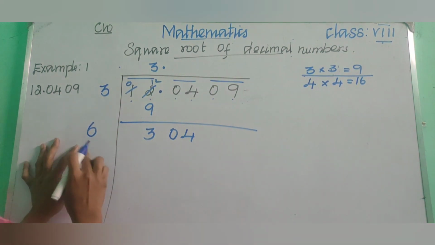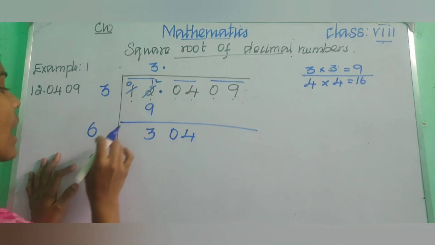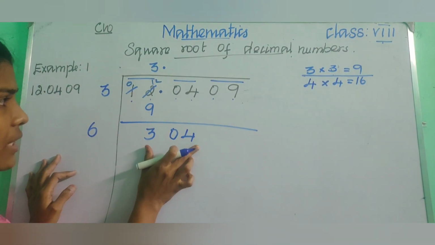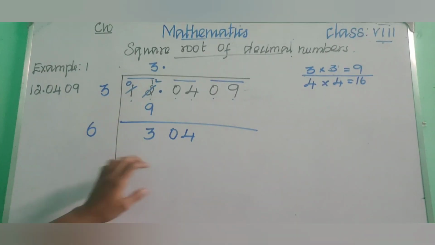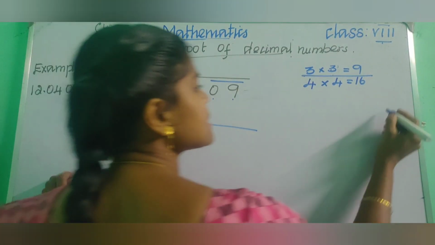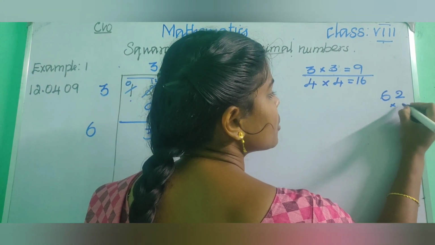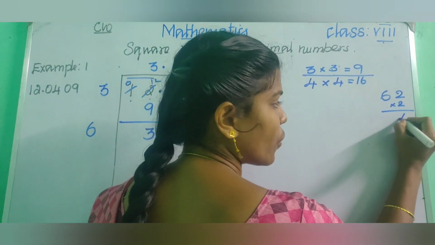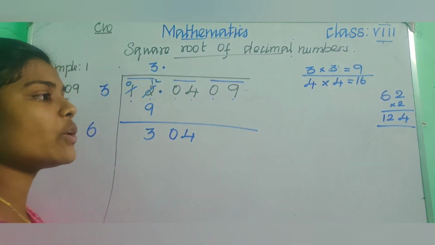Okay, children? Let us check. It is not the number in the units place; we have it in between, right? So that we are going to check. 6 is here, so we can put 2. 2 2s are 4. 6 2s are 12. Now we got 124.